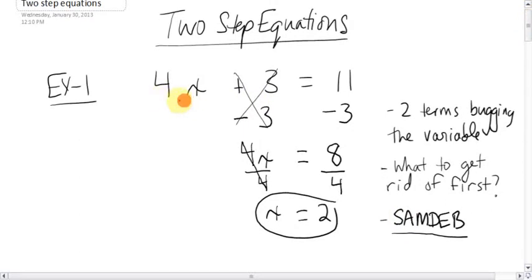If we got rid of the 4 here first, you'd have to divide this by 4, that by 4, that by 4, 11 divided by 4. It doesn't even make a whole number. You get a decimal number. Trust me when I say this. It's better off if you get rid of the adding, subtracting thing first instead of the multiplying, dividing thing.